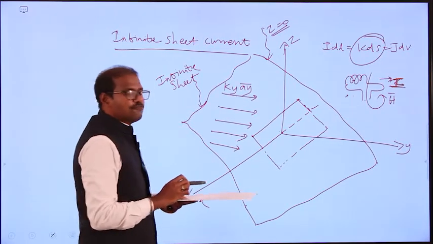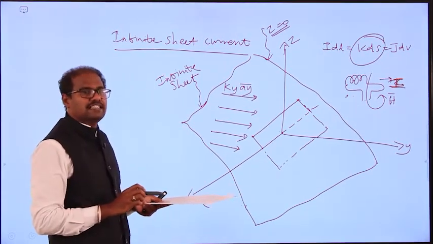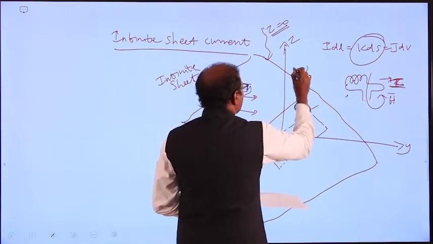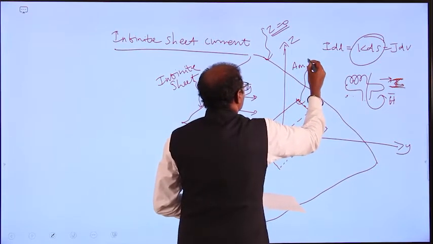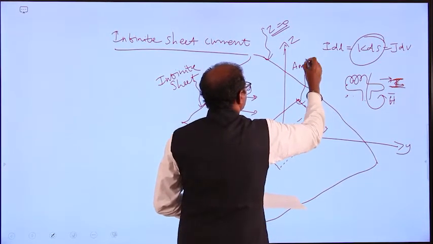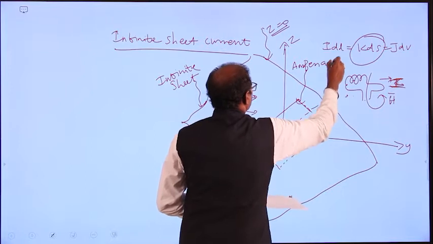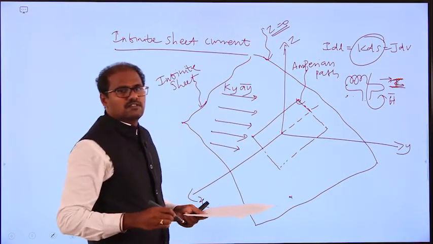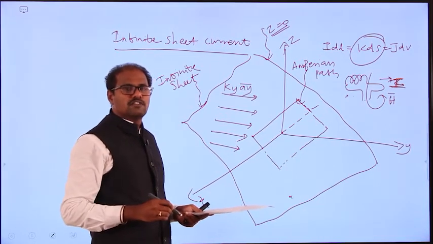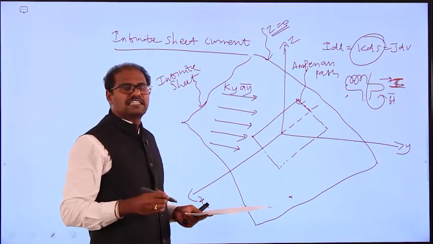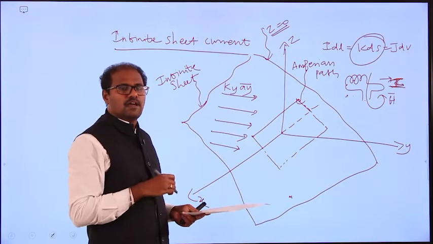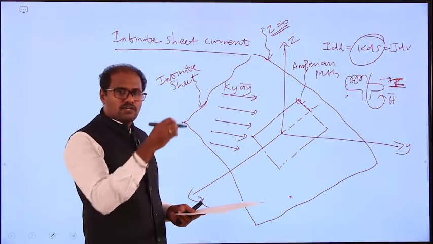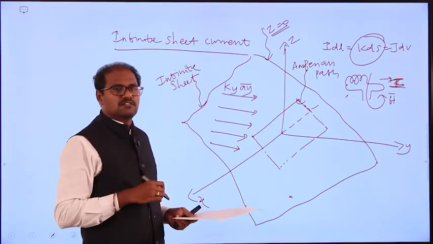Now we have to find out the magnetic field intensity in the Amperian path. This is called the Amperian path. We can call this a closed path, closed surface. In Gauss law, we call this a Gaussian surface. Here Amperian law means Amperian surface, Amperian path. The path has closed lines, a closed surface.